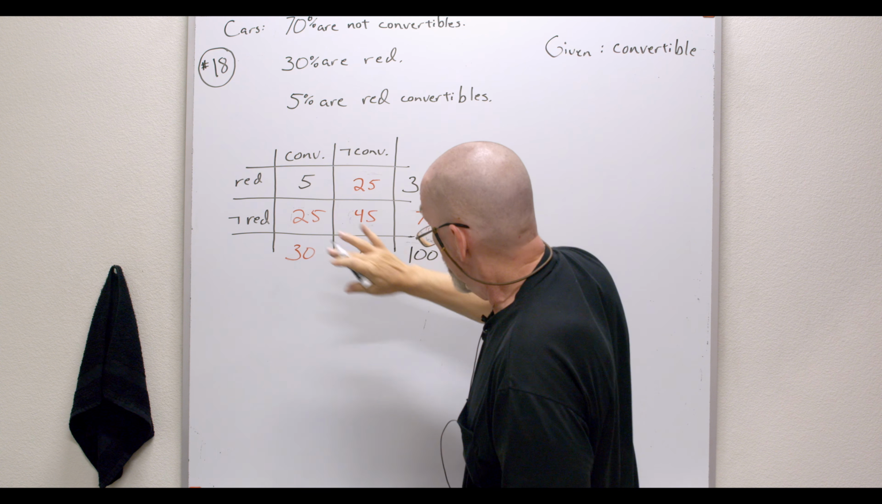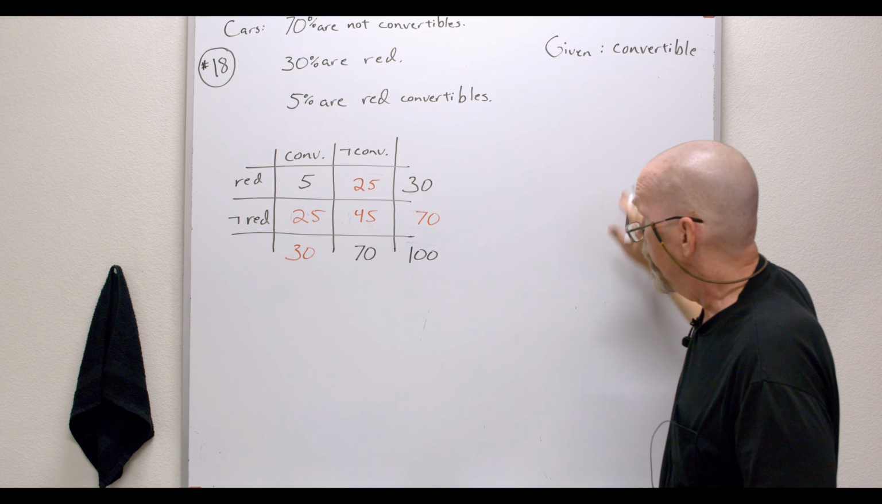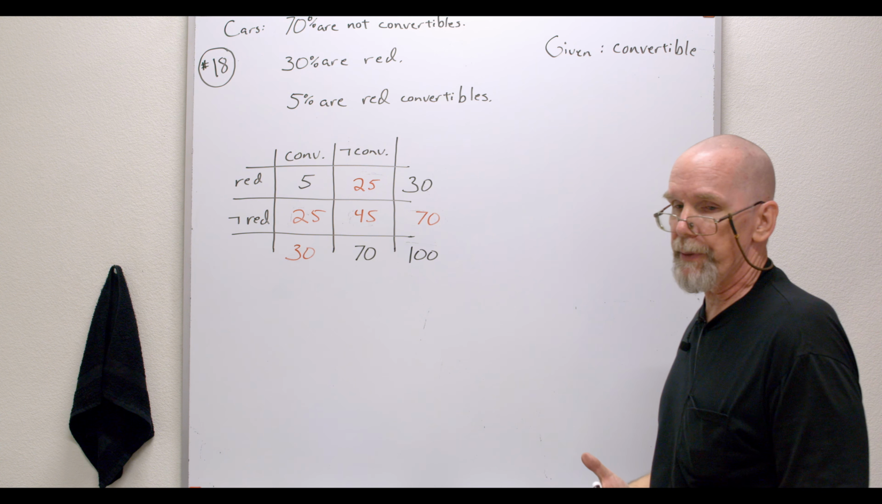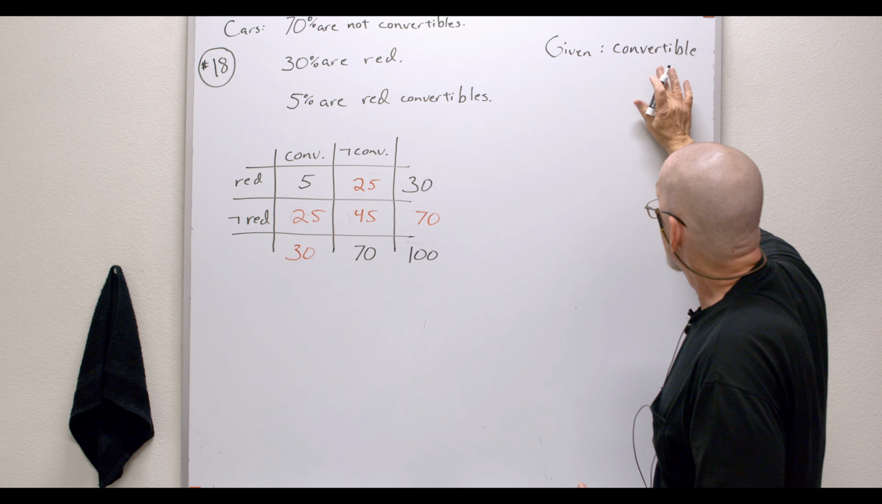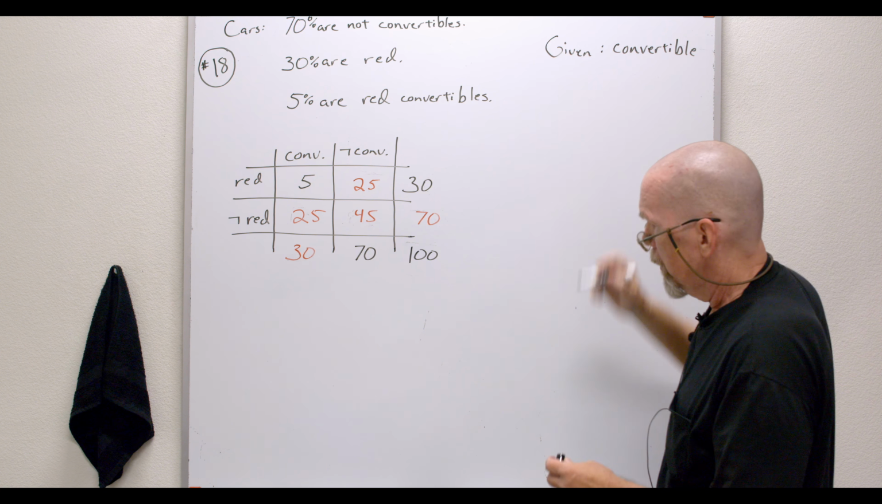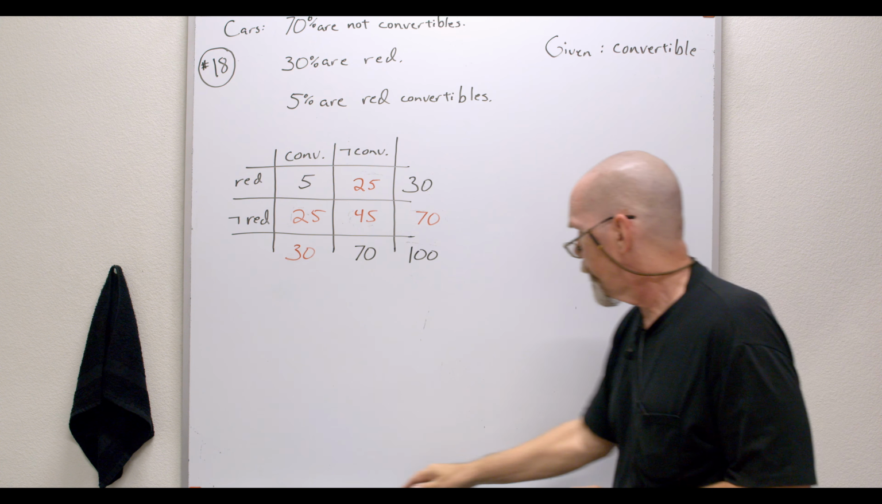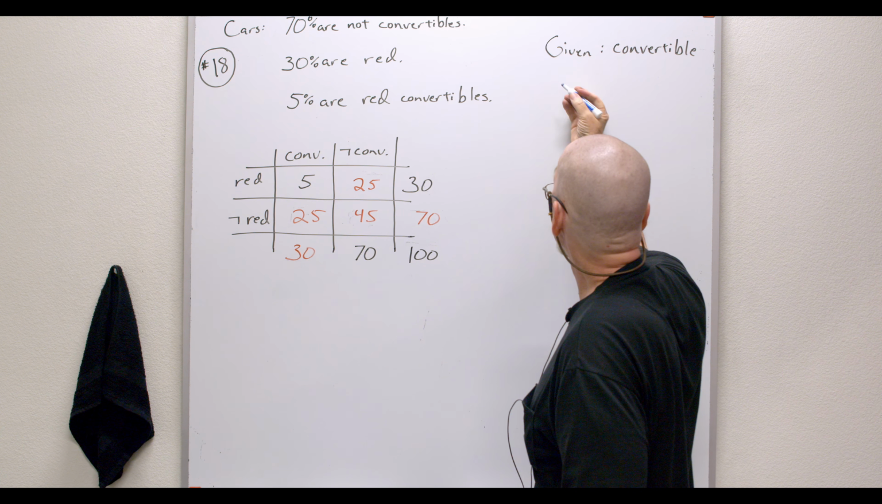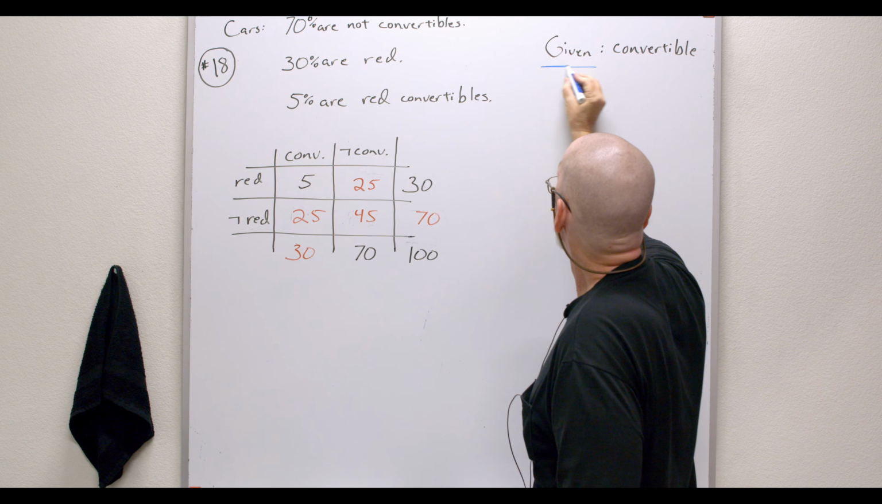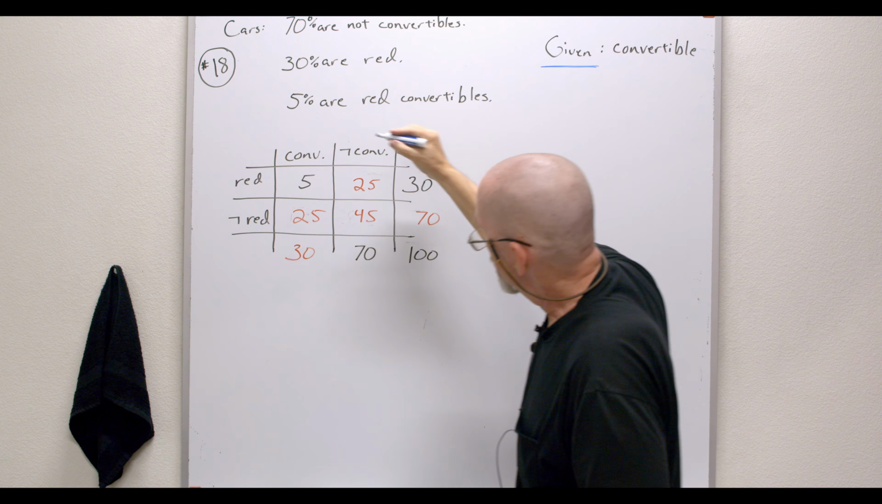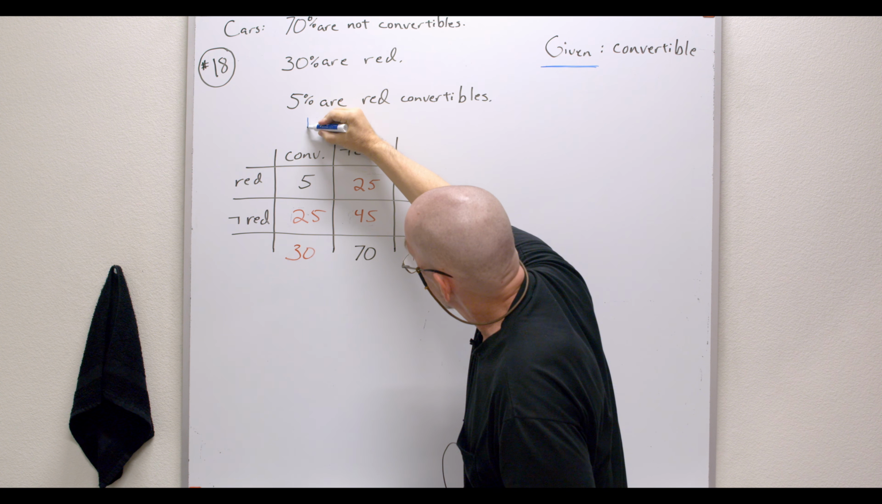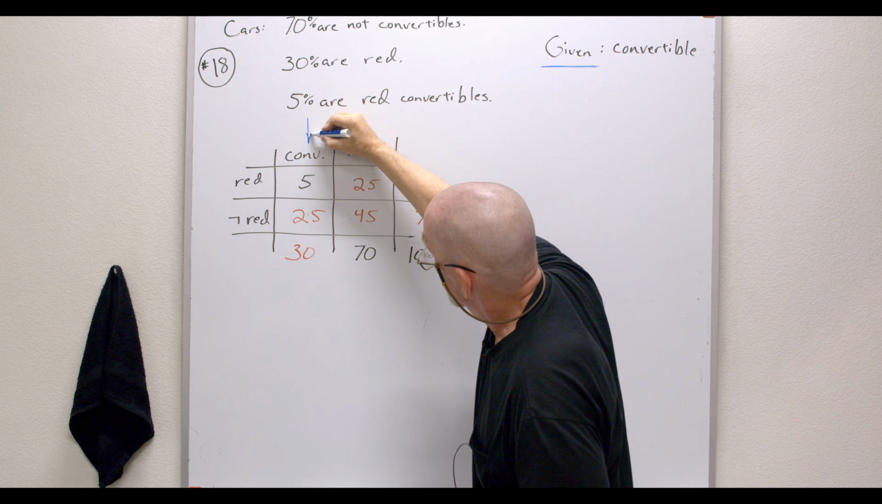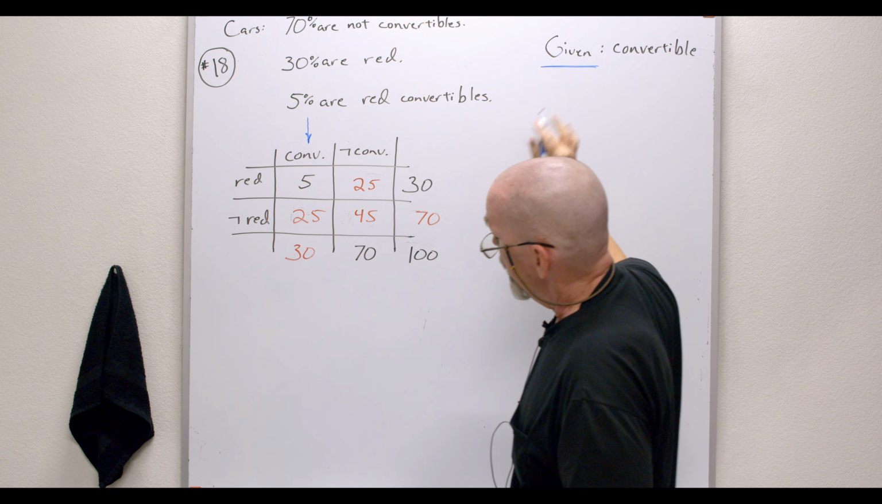when you have your stuff organized in a contingency table or in a Venn diagram or any other way, when they do a given part, go straight there. This given that it's a convertible, I'm going to use blue, means we know that took place. That means we are in this column. Nothing else matters for us because we know that took place.